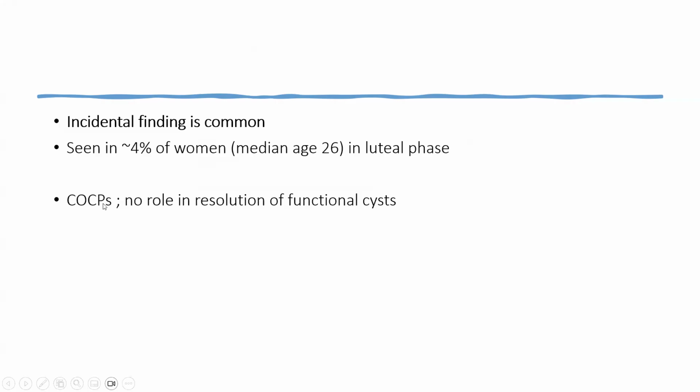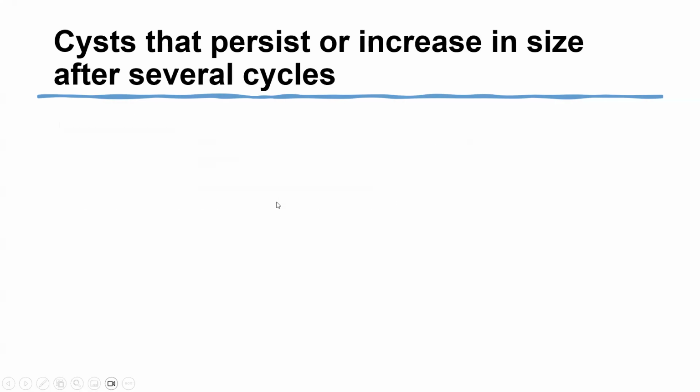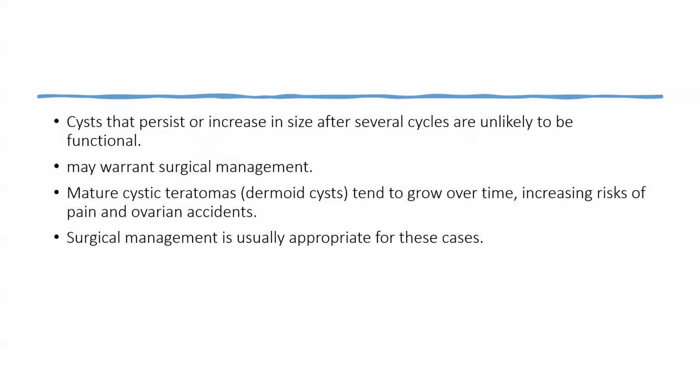COCPs, combined pills, have a role in protection against ovarian carcinomas. However, they have no role in resolution of functional cysts. If the cysts have developed, then COCP has no role in their resolution. Cysts that persist or increase in size after several cycles are unlikely to be functional, because functional cysts usually resolve. So they might need surgical management. If cysts are complex, like mature cystic teratomas, surgical intervention is required.